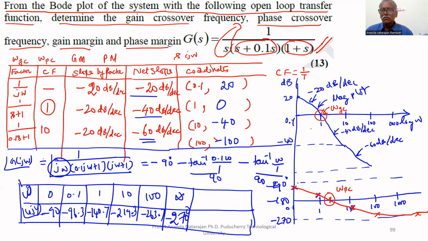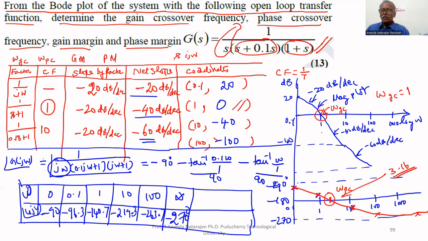So the gain crossover frequency is 1. At that point, the gain is 0. Therefore, the gain crossover frequency is 1. The phase crossover frequency is where the phase crosses 180. That is 3.16.